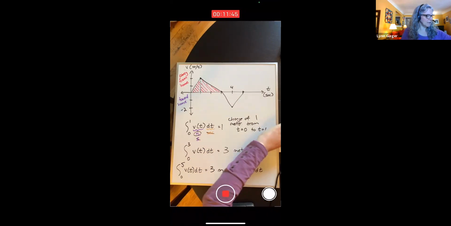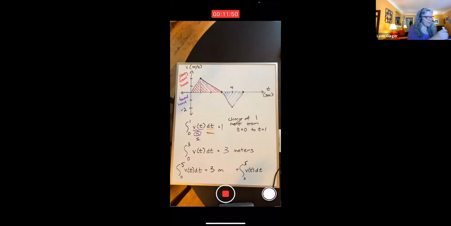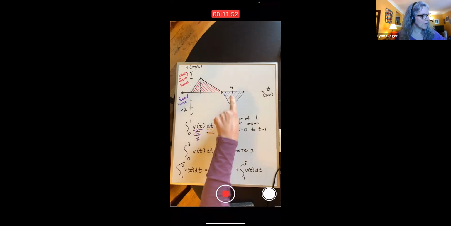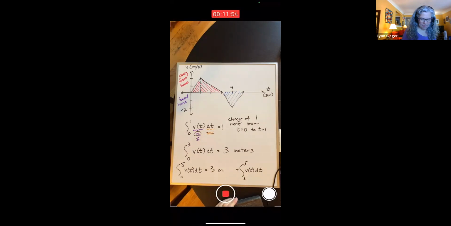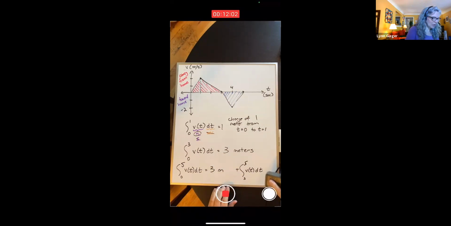Now we're looking at this region here from 3 to 5. What's the area of that triangle? 2. Yes, and it's also negative. It's below the axis, so we're not adding on additional distance traveled. We're going to be taking that distance traveled away. And we get ourselves a total between 0 and 5 of 1 meter.